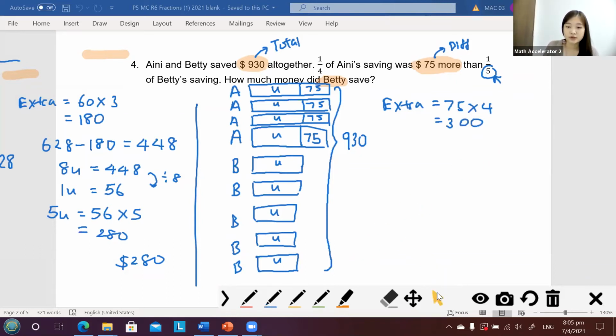Right, from here, what do you do next? Go ahead, go and try it. I'll start another poll. Select your answer. If you're not sure, go and refer to question 1 and 3. What do we do next? Ask yourself, what must you do to the extra? Look for how much money did Betty save. We are looking for Betty. Think carefully before you select the answer.